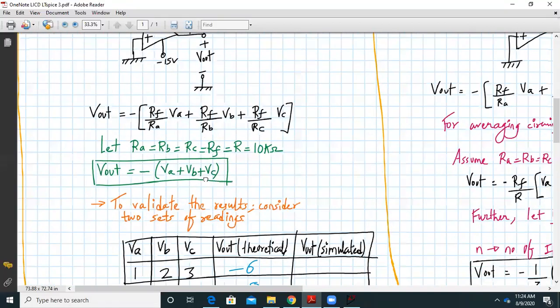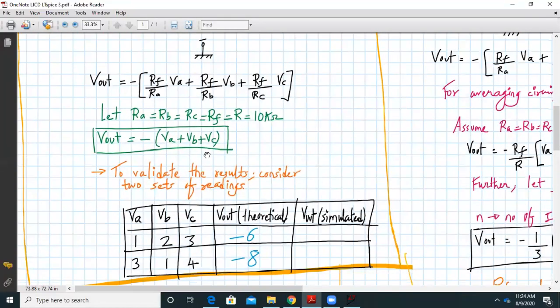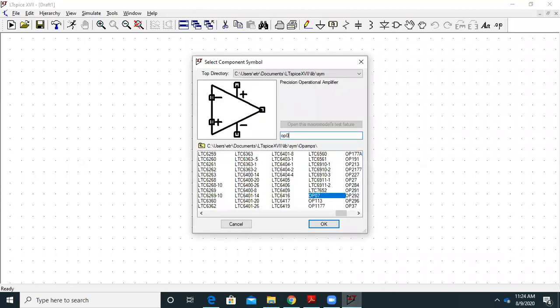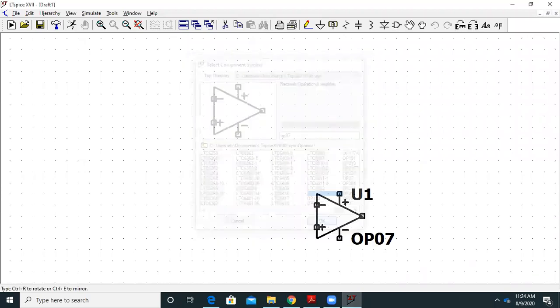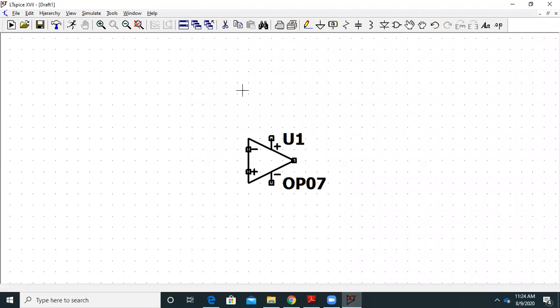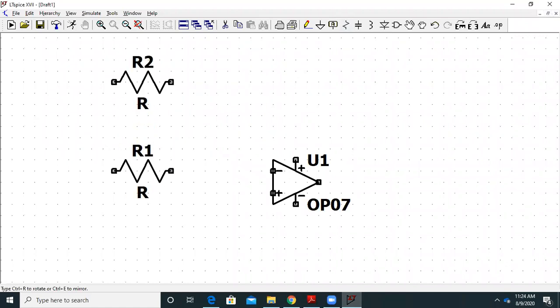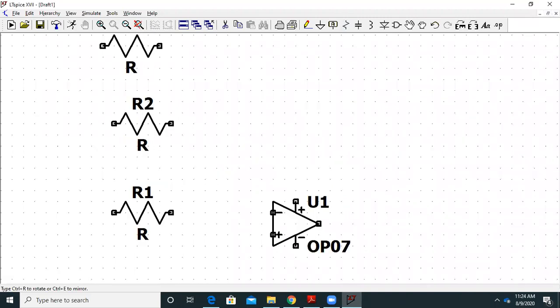And now we will simulate this in LT Spice, and to validate our result, we will consider 2 sets of readings. So let us start in LT Spice. So this is my LT Spice window. From the component, I'll select OP07 and place it onto the screen. Next I have to select various resistors. So I'll select a resistor from here, rotate it by Control R, and I'll place it over here. Another resistor over here, and another one over here.